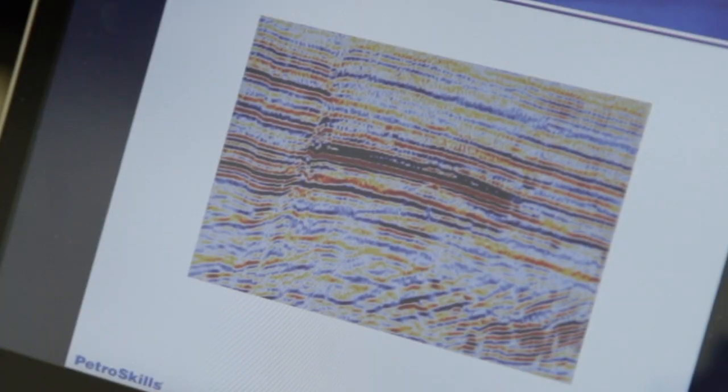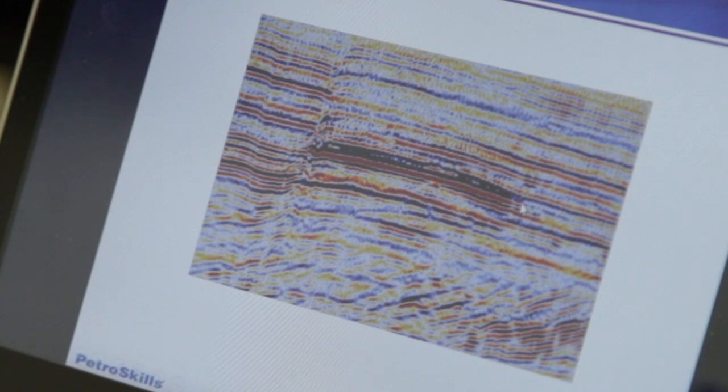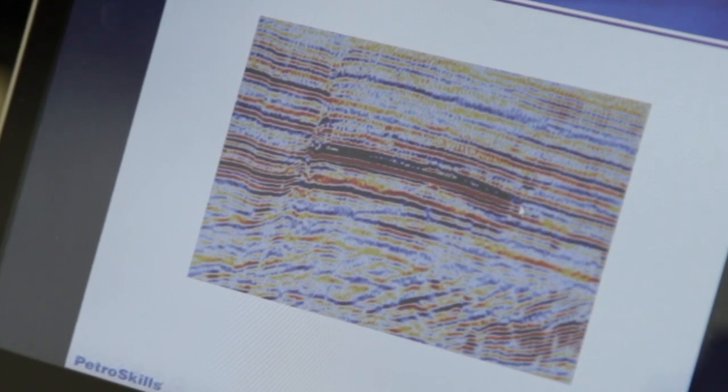But I want to talk a little bit about those bright spots. As you can see on this slide, I have a very high amplitude anomaly surrounded by low amplitude events. We see these quite often in the Gulf of Mexico. They also see them a lot in West Africa, generally confined to areas where we have tertiary age sediments. So we see bright spots.